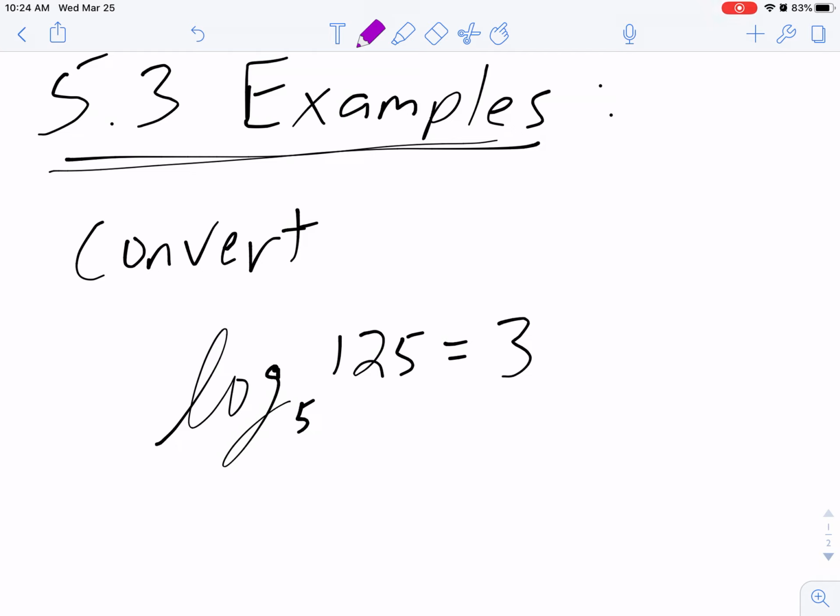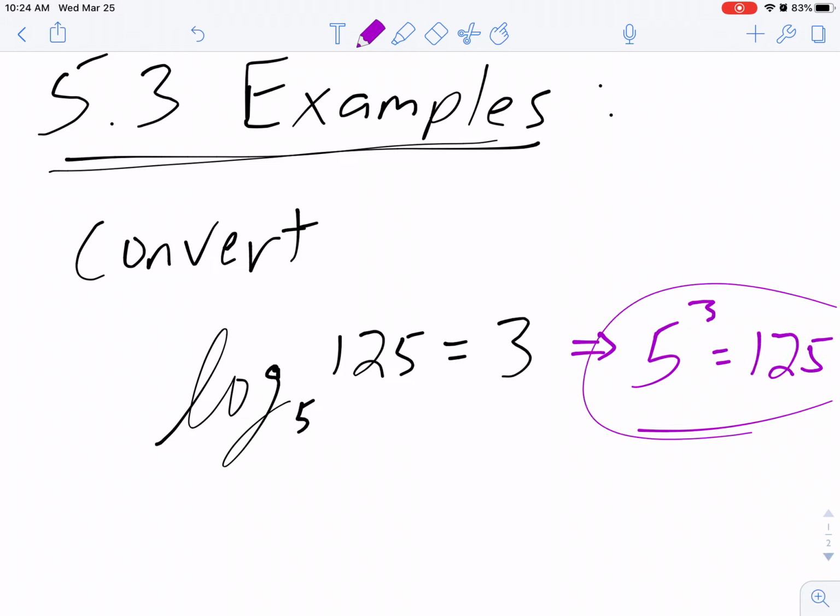So the exponential expression for this one would be 5 to the third equals 125. That's it. That's how short a lot of those problems are from section 5.3. You just need to understand that 5 comes from the base, and I make a little circle out of it. 5 to the third is equal to 125.